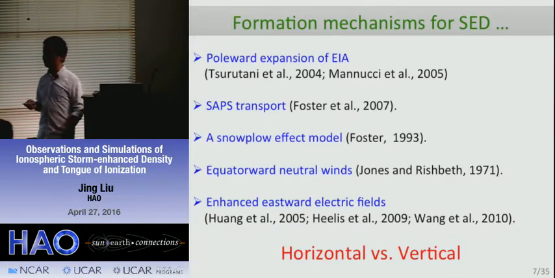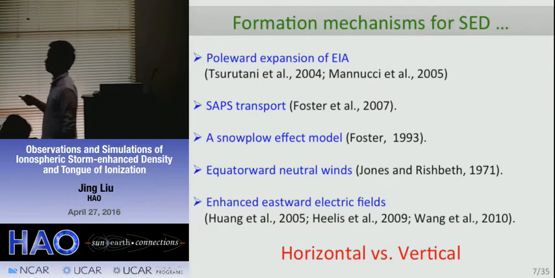There are several mechanisms that have been proposed for the SED. The first one is the poleward expansion of EIA, that is the so-called super fountain effect. That's the eastward penetration electric field that rises the equatorial ionosphere upward, and then followed by the poleward expansion of the EIA crest forming this kind of SED.